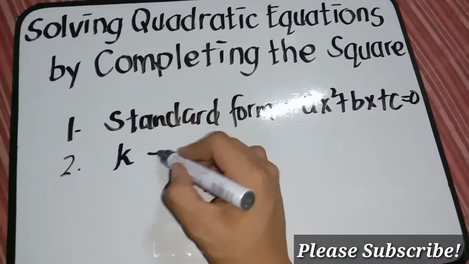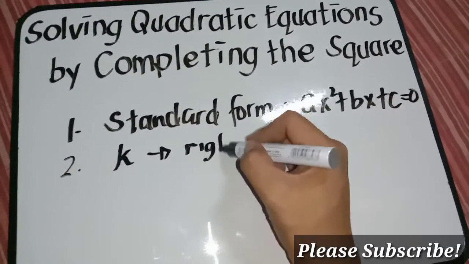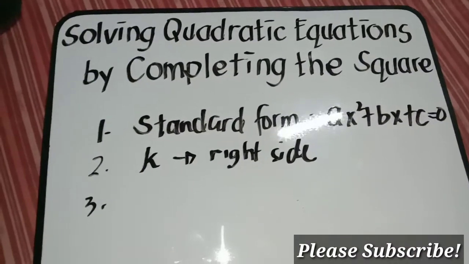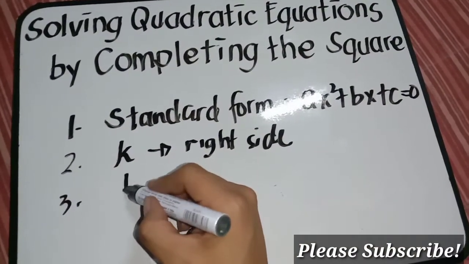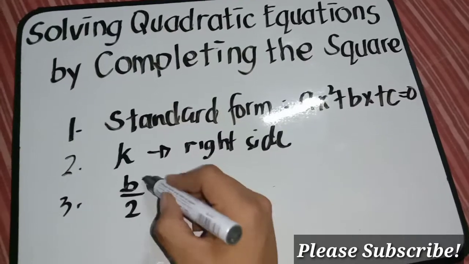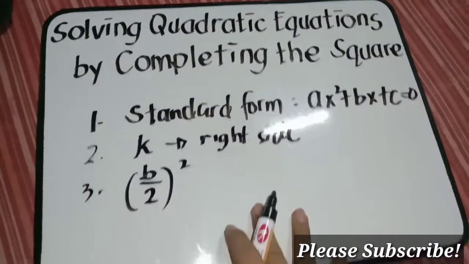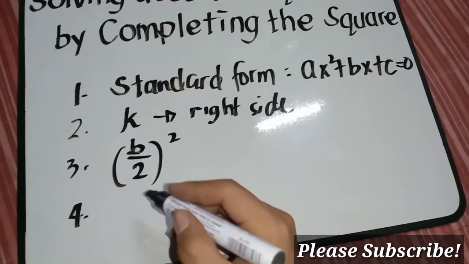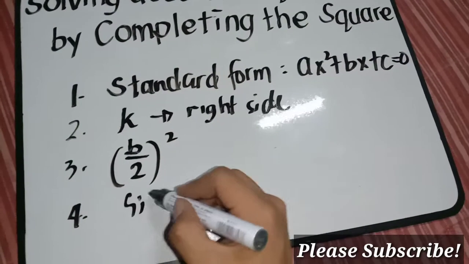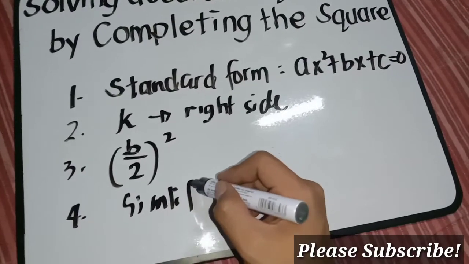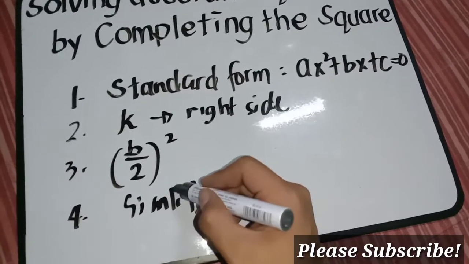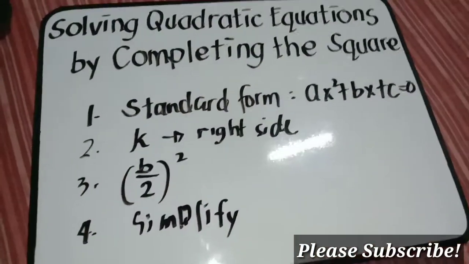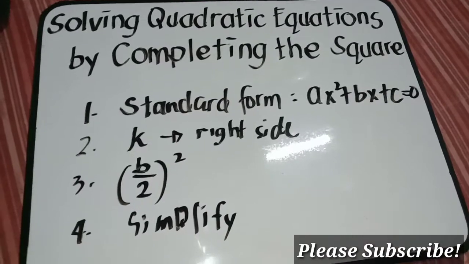So pangalawang step, yung constant, ililipat sa right side. Tandaan, to right side. Pangatlo is value of b divided by 2 and then squared. And then pang-apat is to simplify. Simplify. So, ayan siya. Isi-simplify. Dapat yung tatandaan kapag gagamitin si completing the square.